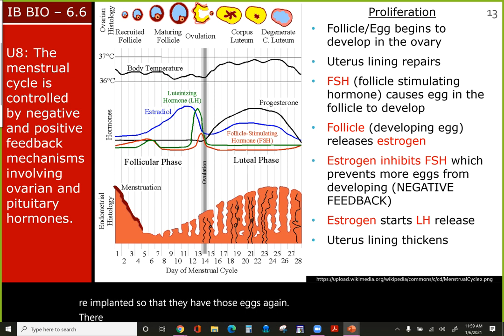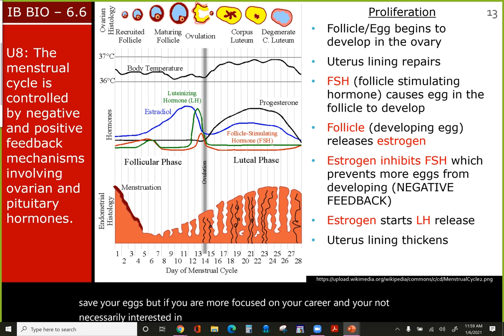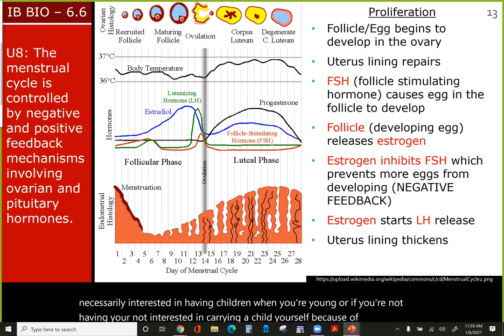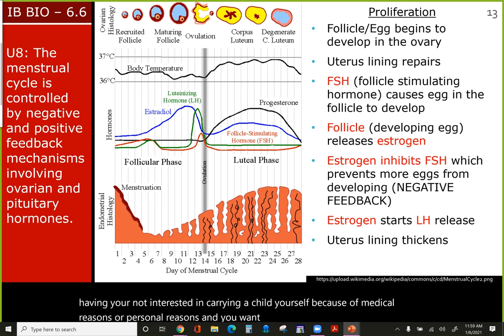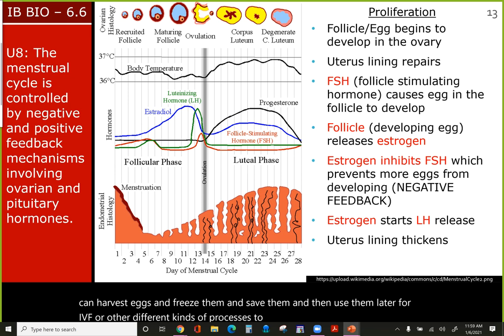There's hormone replacement therapy that you can take. It doesn't necessarily save your eggs, but if you are more focused on your career and you're not interested in having children when you're young, or if you're not interested in carrying a child yourself because of medical reasons or personal reasons, and you want a surrogate to carry your egg, you can harvest eggs and freeze them and save them, and then use them later for IVF or other processes to fertilize an egg and create a child. So yes, that's why people harvest eggs. Long and short.